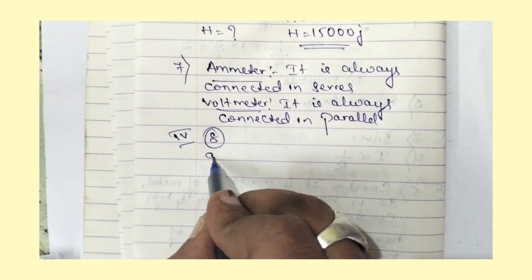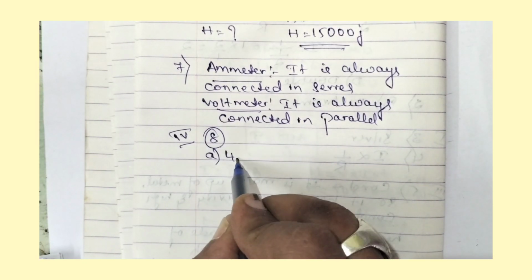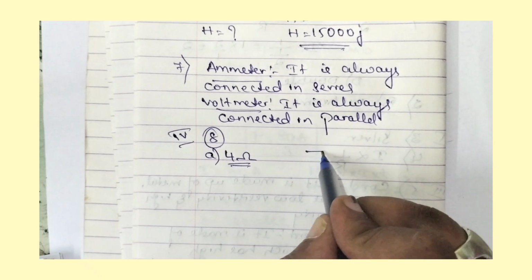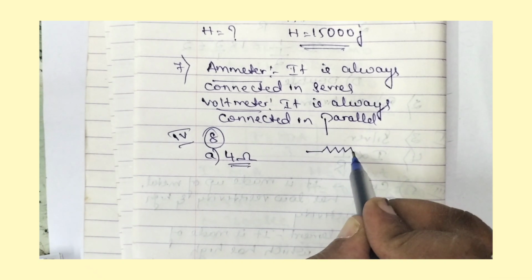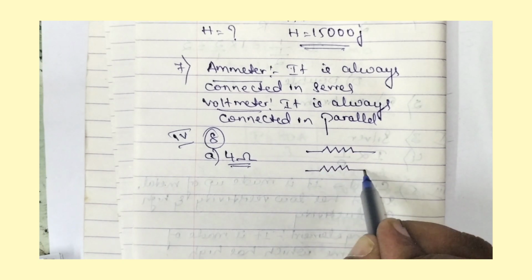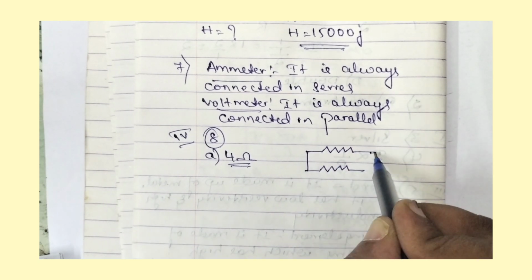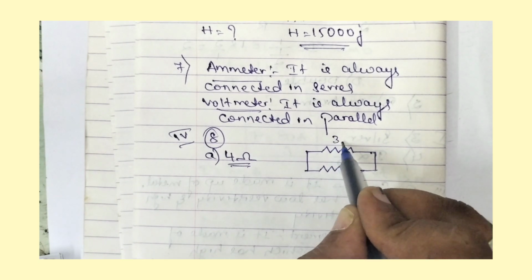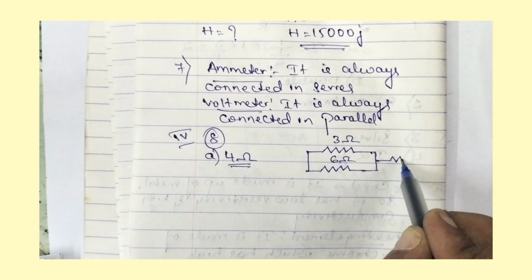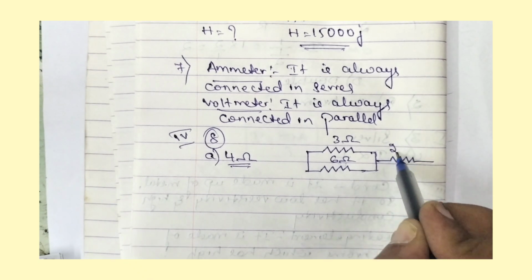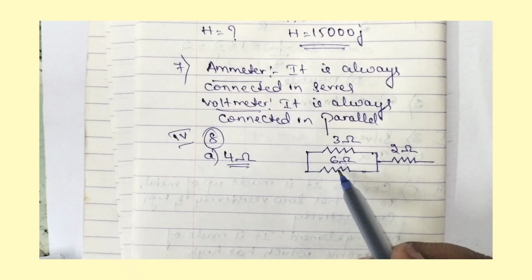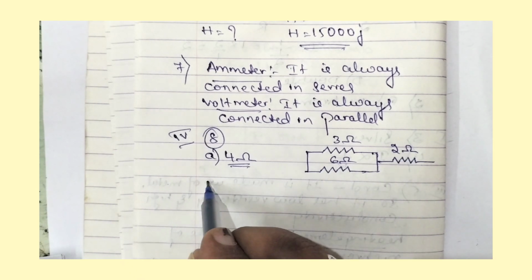So first let us see how to get 4 ohm, how the resistors are connected. Now I am connecting the 3 ohm and 6 ohm resistors in parallel with the 2 ohm resistor in series. So two resistors are connected in parallel and one is connected in series.